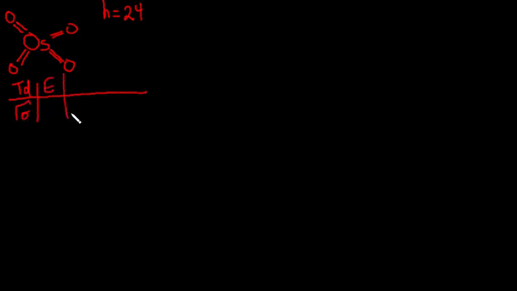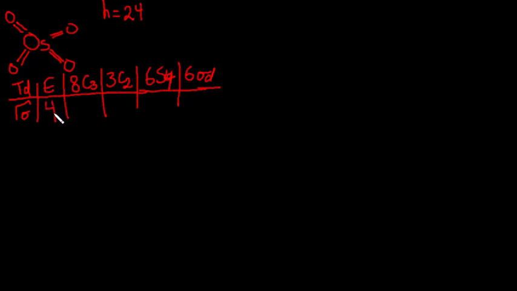So we have E, we also have 8 C3, we have 3 C2s, 6 S4, and lastly 6 sigma d. Now if we keep the compound the same, we have 4 oxygens in this case here, so this would be 4 atoms that are in the same position.